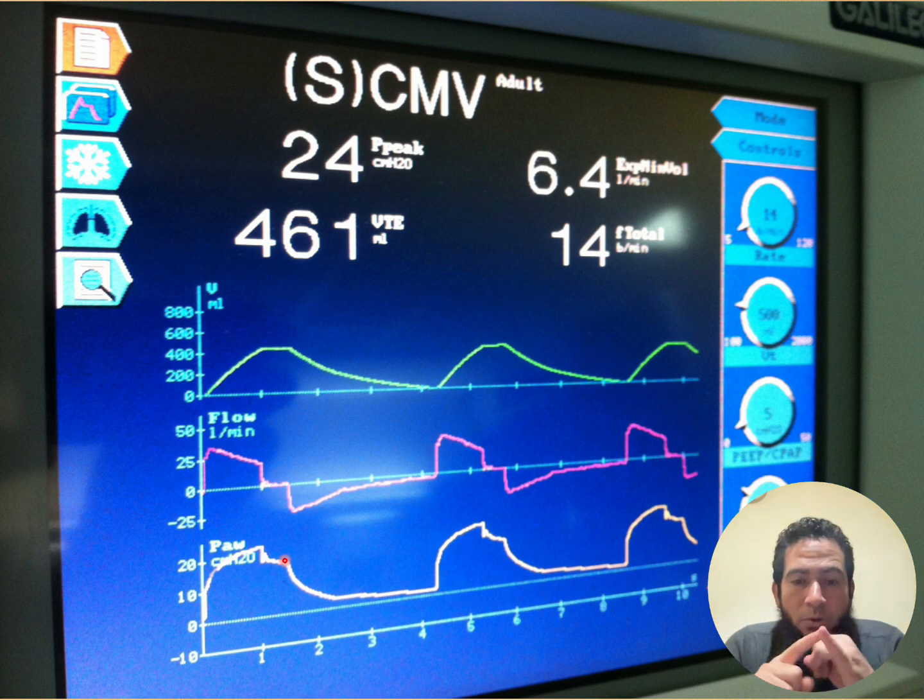Don't forget, if you want to control the CO2 or wash out more CO2, you need to increase the minute volume. And if you want to increase the oxygenation, you need to increase the area under the curve in the pressure curve, which you can see here. So you can increase it by adding PEEP, or adding a plateau, or increasing the FiO2.